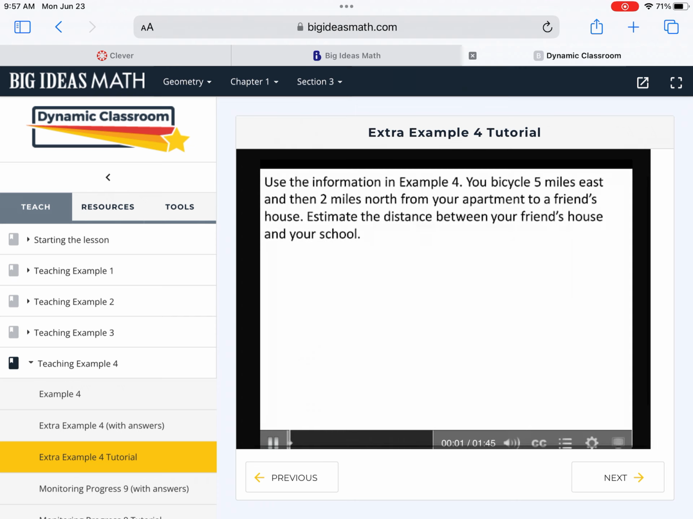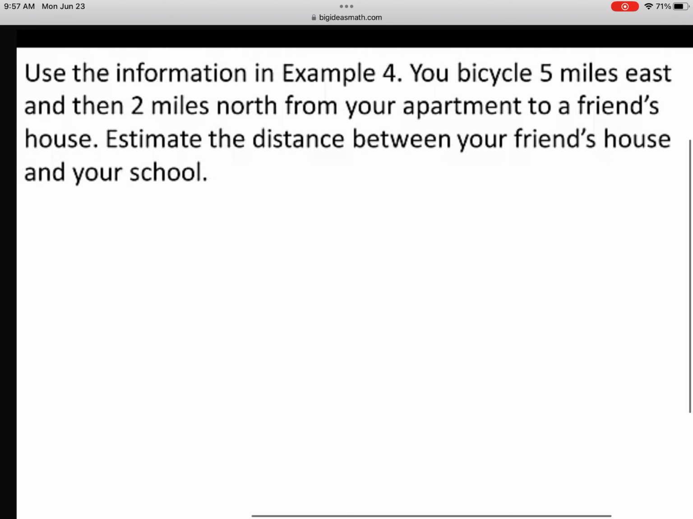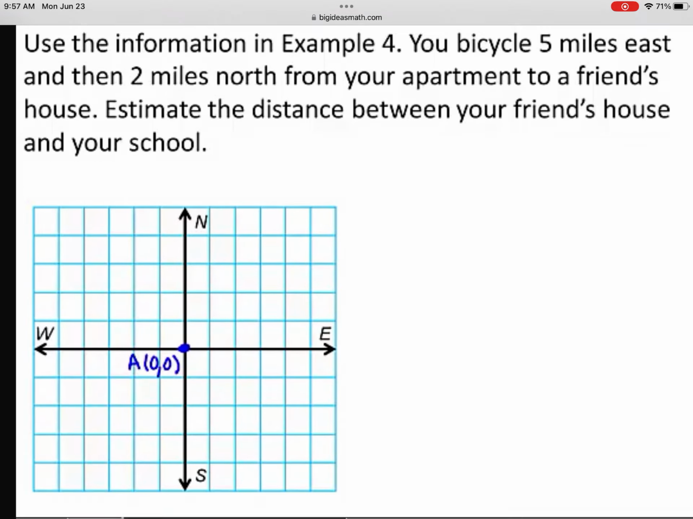Use the information in example 4. You bicycle 5 miles east, then 2 miles north from your apartment to a friend's house. Estimate the distance between your friend's house and your school. To solve this problem, you can first model the situation using a coordinate plane with your apartment at the origin.